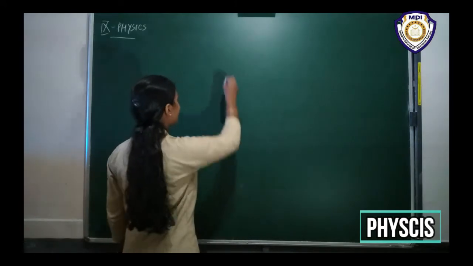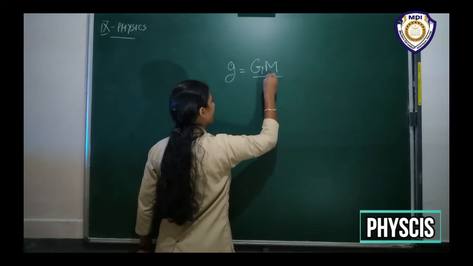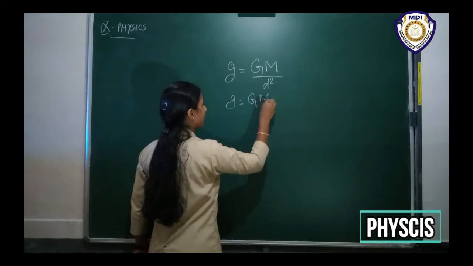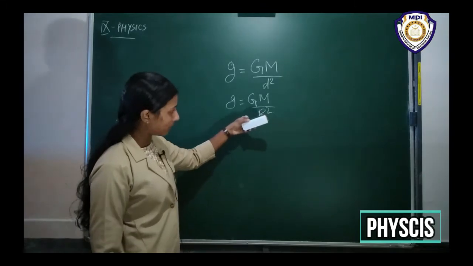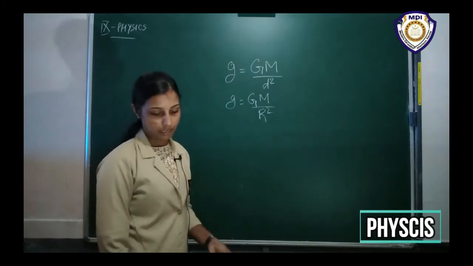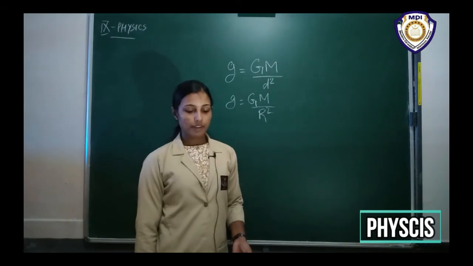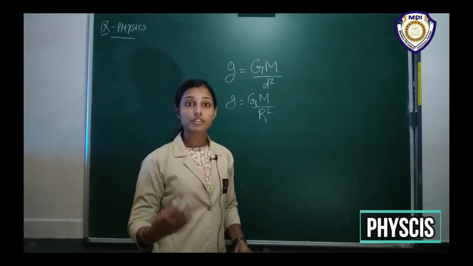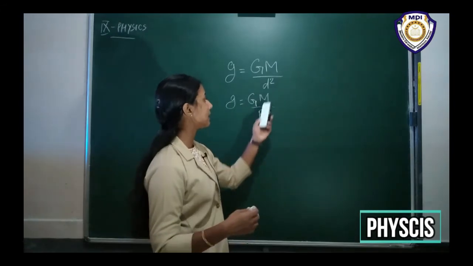So we have the equation g is equal to GM by d square, or g is equal to GM by r square. When the object is on or near the earth, this value we are going to calculate. To calculate the value of g, we should put in the values of the universal gravitational constant G, the mass of the earth, and the radius of the earth.